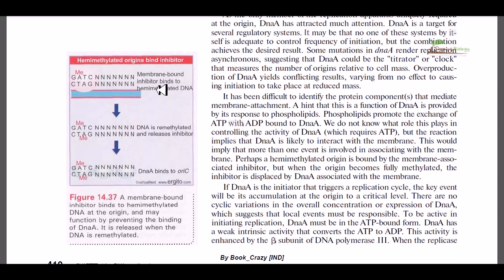Now why is that? Because there is a type of protein called the inhibitor protein, which binds to the hemimethylated DNA. Hemimethylated DNA means the daughter DNA which has one strand methylated and one unmethylated. To this hemimethylated DNA there is a protein inhibitor which binds to these sites, and as a result of this protein inhibitor binding, DNA polymerase cannot access this site, so the DNA polymerase can fall off and DNA replication cannot proceed further.